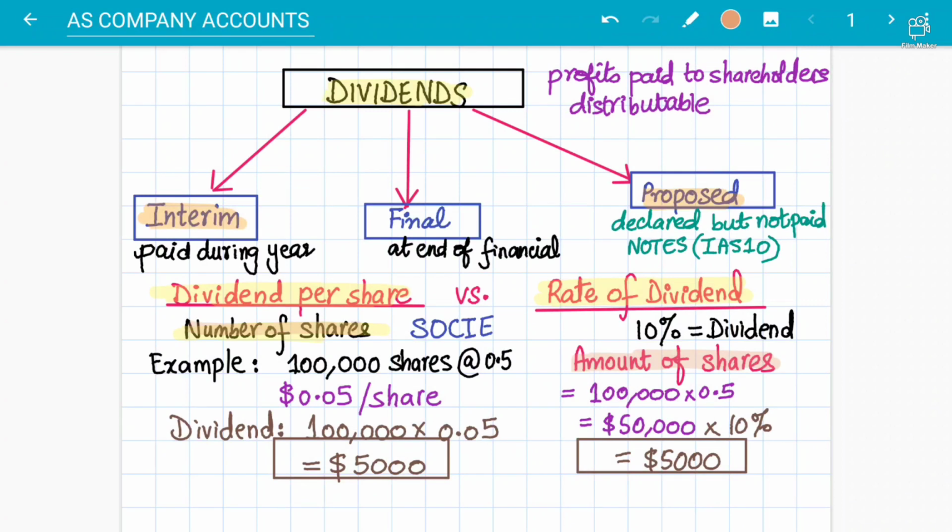Okay, so that is a little bit of concept and understanding of the dividends. Hope everyone got it and their concepts are getting clearer in the company chapter.